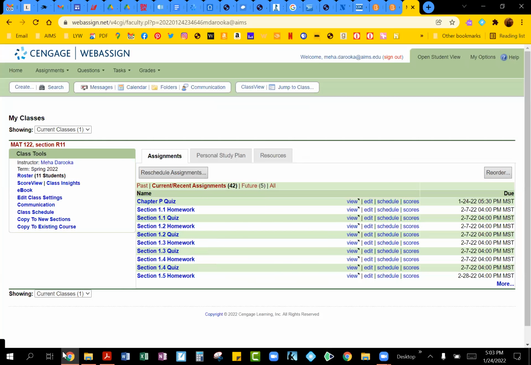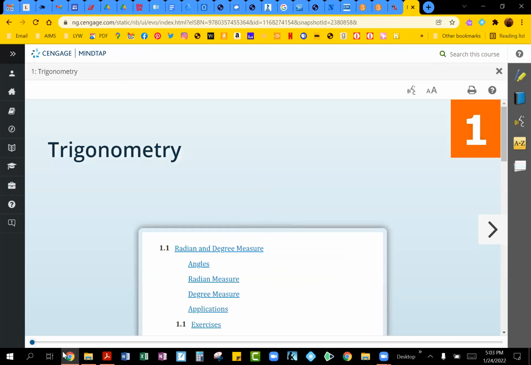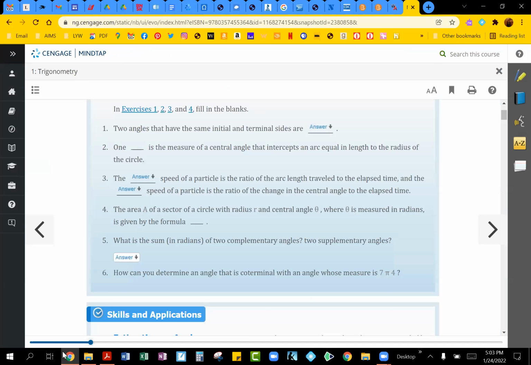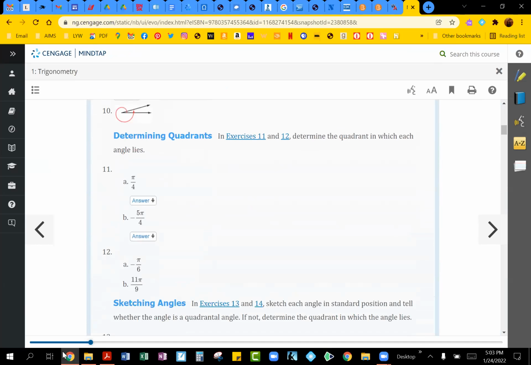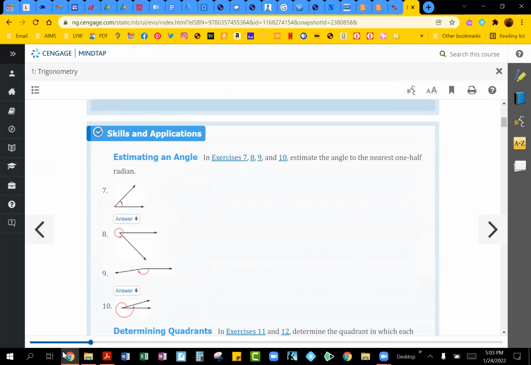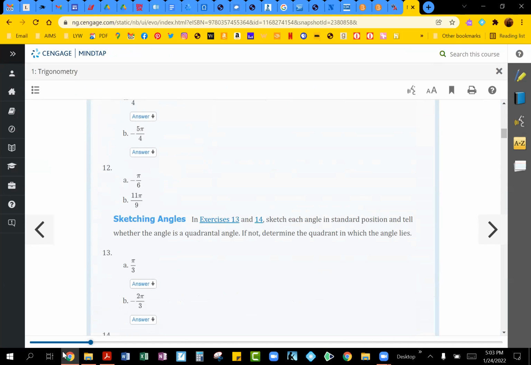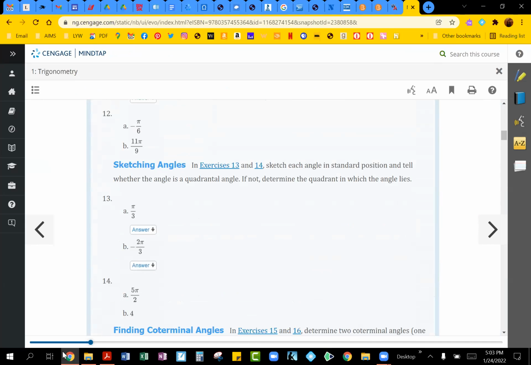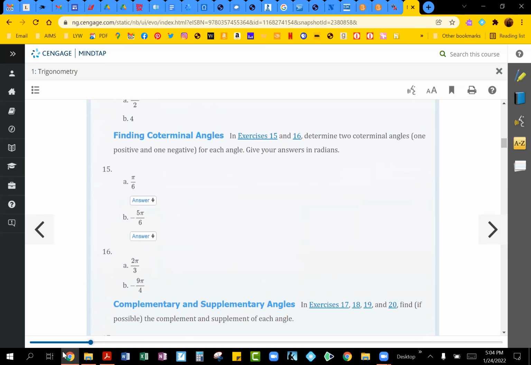I'm going to go back to my home page and go into our ebook. I'm just going to pick an example from our textbook, under section 1.1. We're trying to find coterminal angles, and you will see we've got some examples where they're asking you to identify which quadrant your angles are going to fall into, and those kinds of things. It's good practice to look at some of these examples.